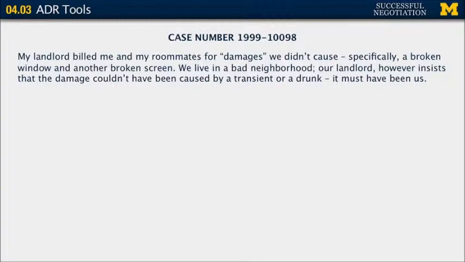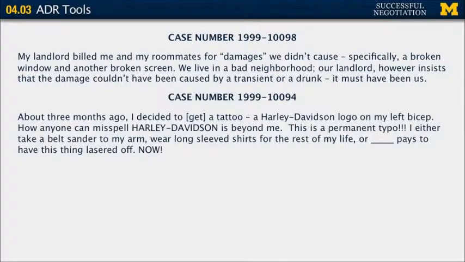Another online dispute is a little more exotic. Person wants a Harley Davidson tattoo on his left bicep. Problem is the tattoo artist misspelled Harley Davidson. According to this person in filing this complaint, this is a permanent typo. I either take a belt sander to my arm, wear long sleeve shirts for the rest of my life, or this person has to pay to have the thing lasered off now. So that's the tattoo dispute.